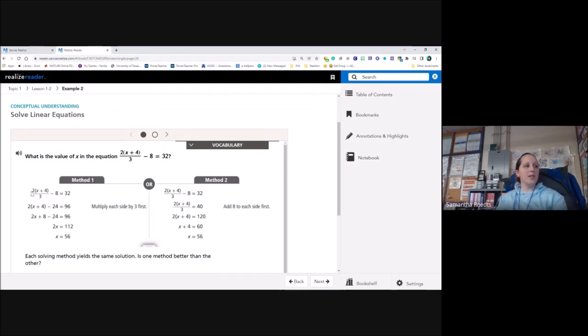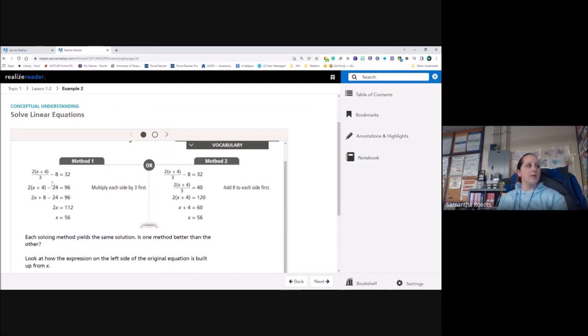So I multiply 3 times the 2 times the quantity x plus 4 divided by 3. That gets rid of that 3, so I have just the 2 times x plus 4. 3 times 8 is 24, and then 3 times 32 is 96. Then I'm going to multiply this 2 through. 2 times x gives me 2x, and then 2 times 4 gives me 8 minus 24.